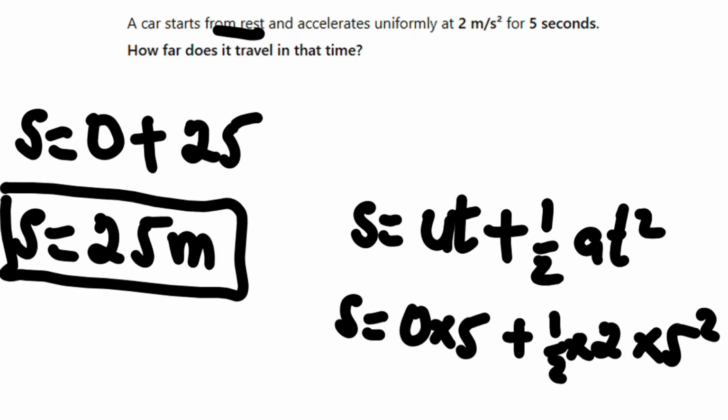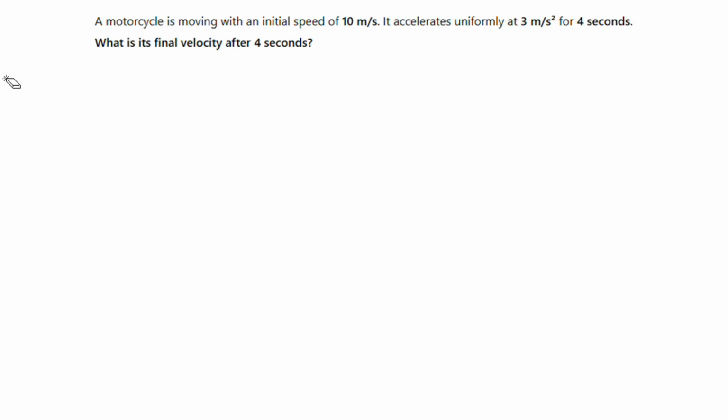So we are done with this particular question, right? So we need to go to another question, which is this one. This one is saying a motorcycle is moving with an initial speed of 10 meters per second. So they give us u equals 10 meters per second.